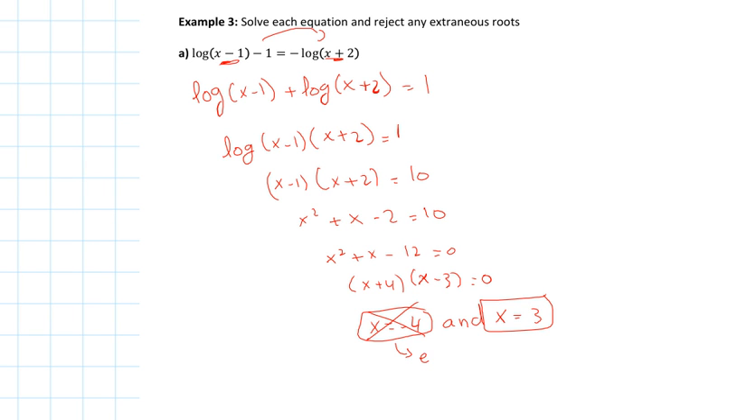So remember that, because when I plug in negative 4 into any of these logs, if I plug it in negative 4 plus 2, let's say, that's going to give me log of negative 2, and log of negative 2 is undefined, right? So that's why I have to get rid of that answer.